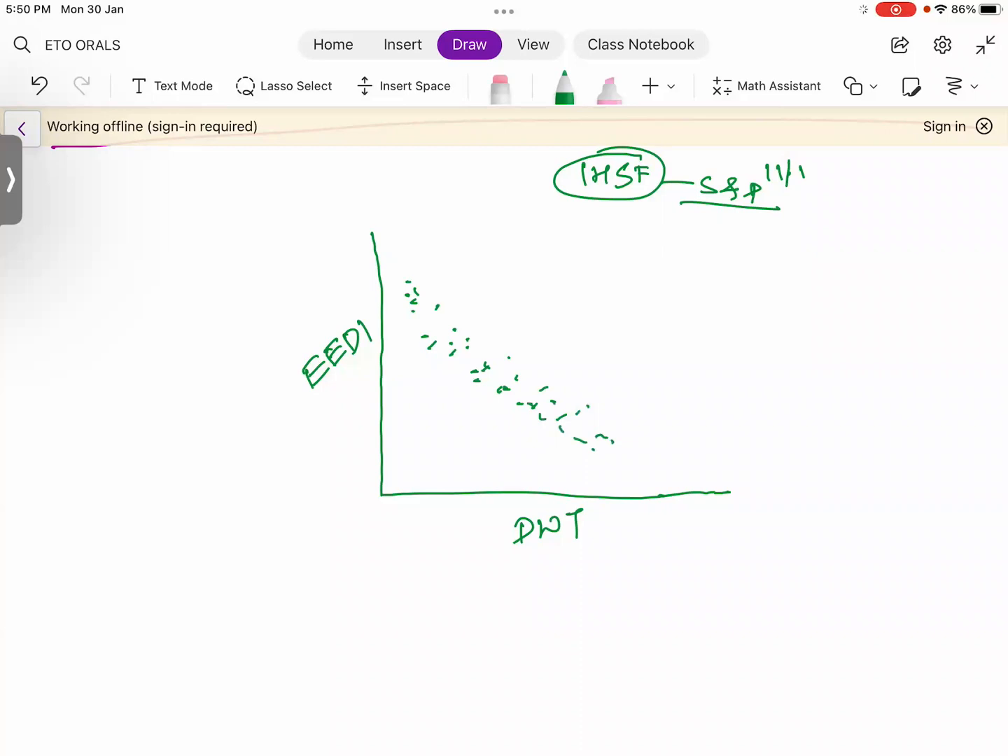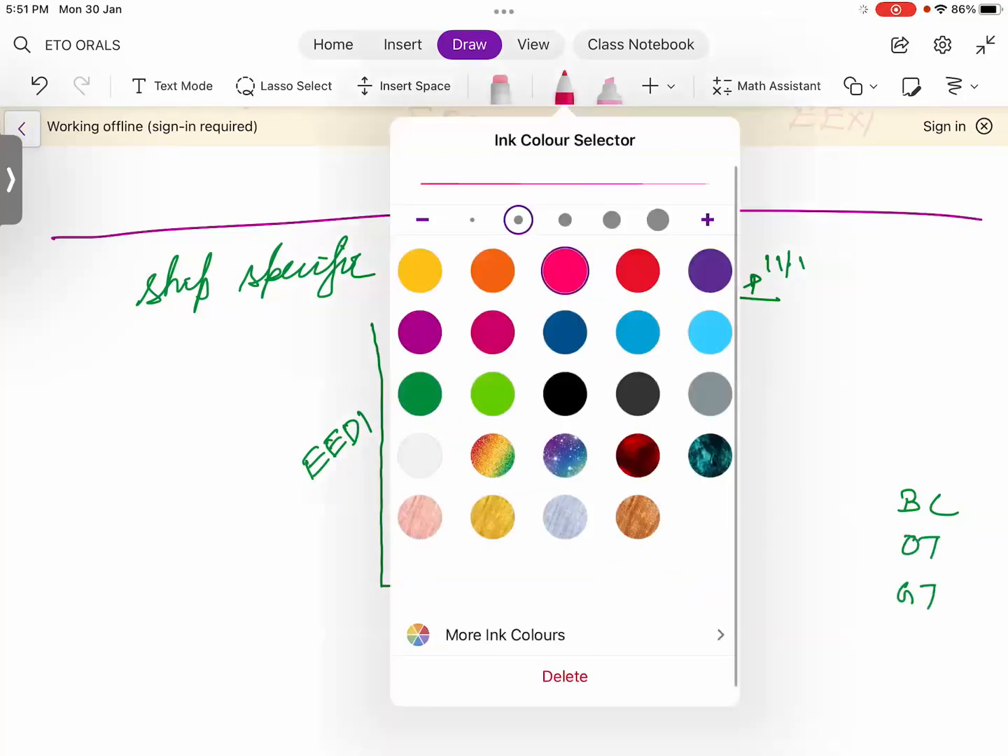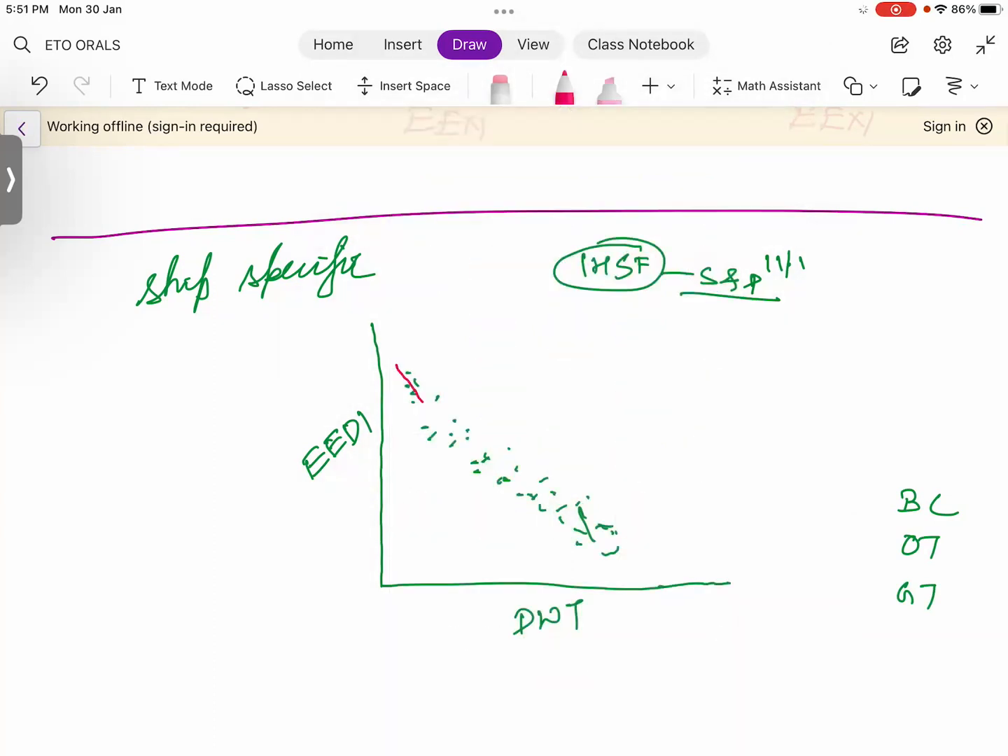Then they took, and I'll tell you, all these graphs are ship specific. If this one is for a bulk carrier, it will be only for a bulk carrier, not an oil tanker. An oil tanker will have a different graph, and a gas tanker a different one. Then they took an average line and drew it, and this line came like this. Now this line is called the reference line.